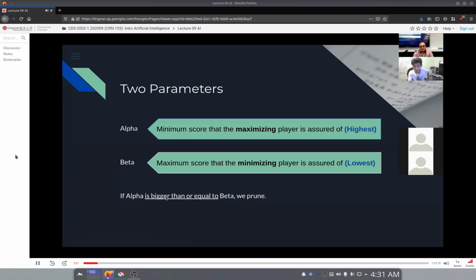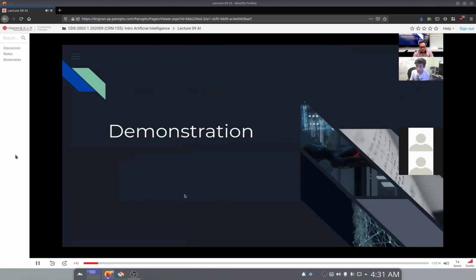I'm going to be demonstrating, because it's a lot easier to talk about this algorithm that way. Let me share my other screen.